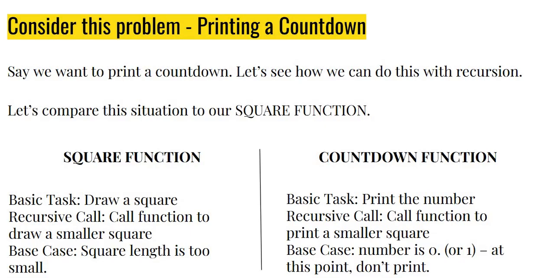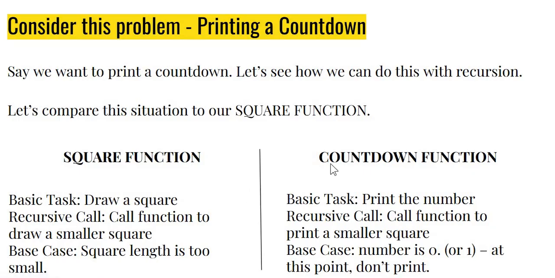Now, for the sake of illustration, I'll compare this to the situation that we have with the square function. Remember, in every function, pretty much, we have a basic task, a recursive call, and then a base case. So let's see what's going on here. In the square function, the basic task is to draw a square, and the recursive call is to draw a smaller square. So we draw a square, and then I call the function to draw a smaller square, and so on. I keep doing this until the square becomes too small. That becomes my base case, so I'll stop recursing at this point.